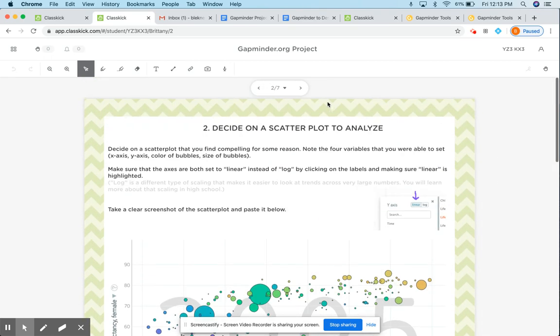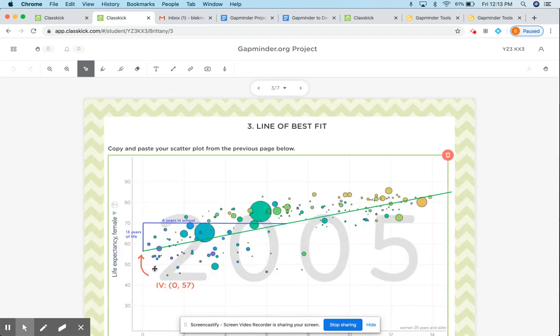If you want an example of that, I did one right here where I have my scatter plots and then I have my line of best fit. I drew my slope triangle and I identified my rate of change.